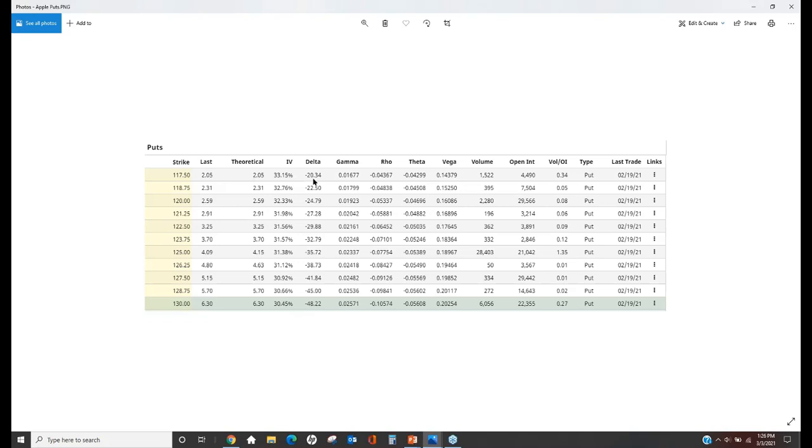And so you can see my delta for my 117.5 is 20, and my 127.5 is 41. Not at my 25, what I really like, but it's close. If I wanted to be a little bit more aggressive, I could have done the 130 or the 128.5 to get that 25 delta. But for $3 on a $10 price movement, I think that would work for me, right? So $3.10 on that trade. Okay.